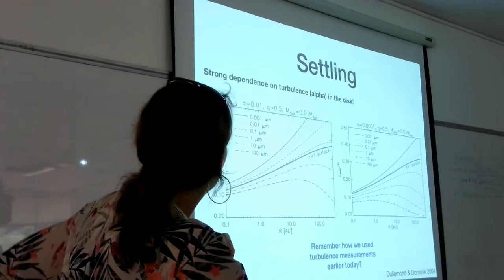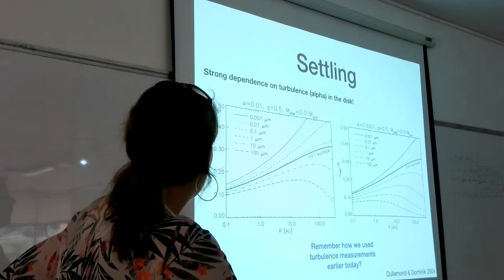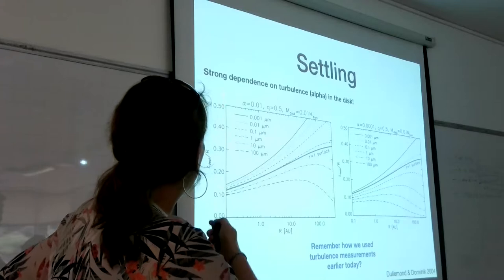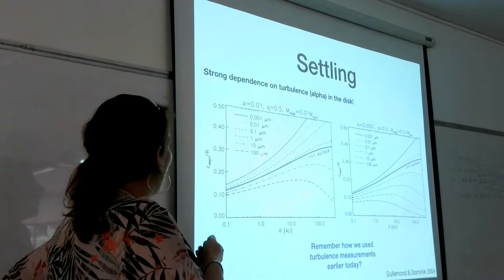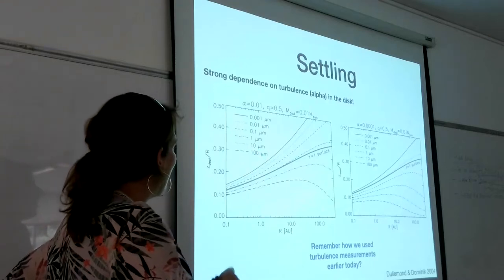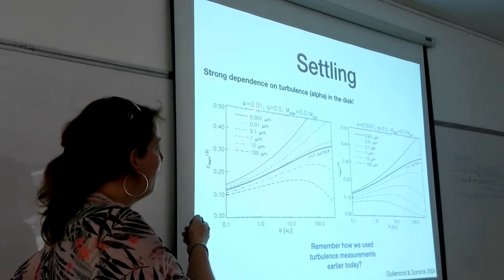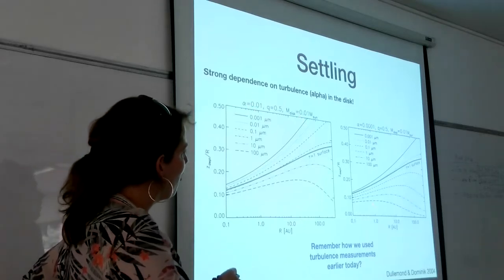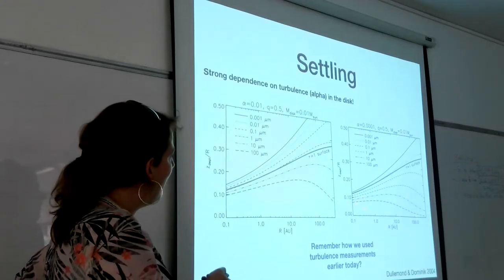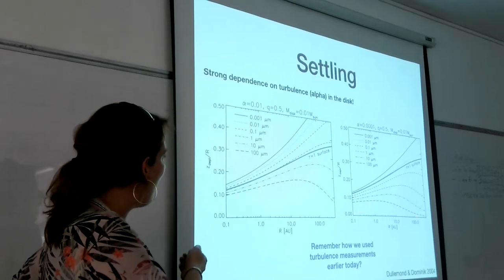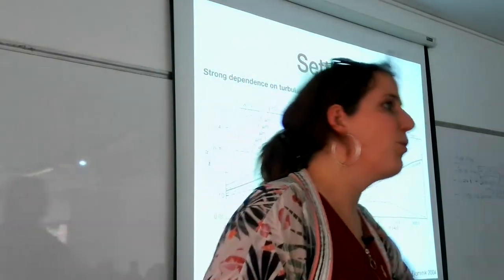So let's see. Here we have the vertical height of the disk as a function of radius. We see that the larger the grain, the more settled things are. But this is for alpha 10 to the minus 2. And now if we go to alpha 10 to the minus 4, you see that for that same grain size, 100 micron, this curve is basically half of the initial curve. So the lower the alpha, the more settling you get.